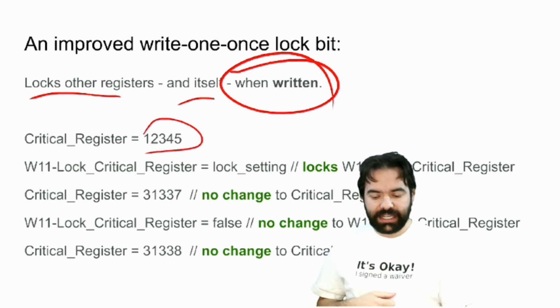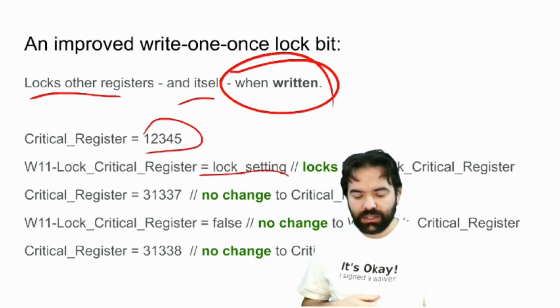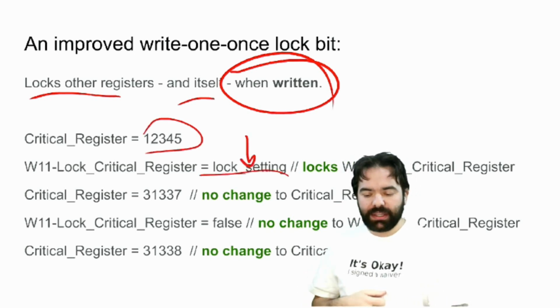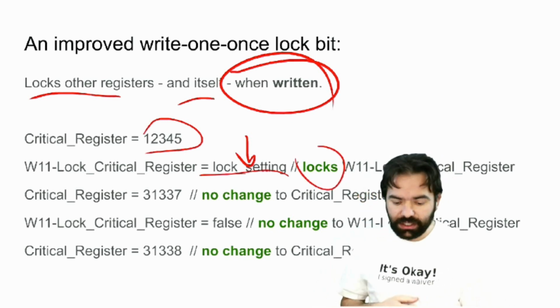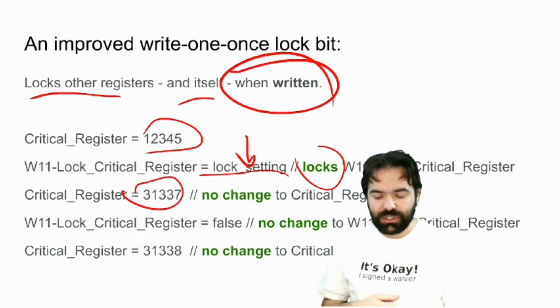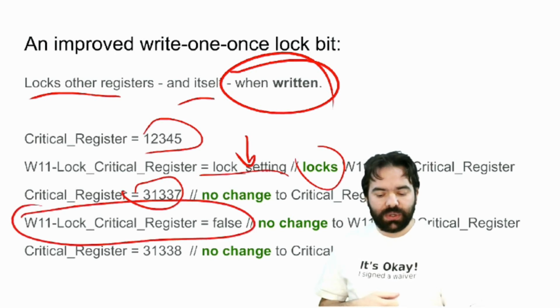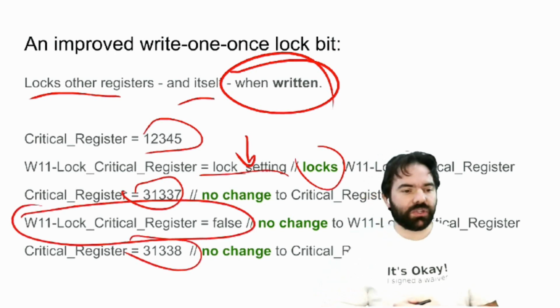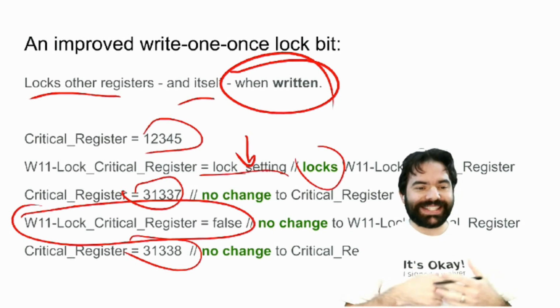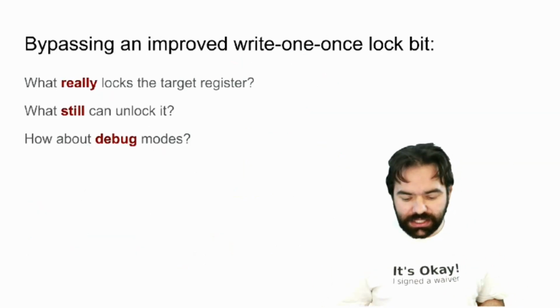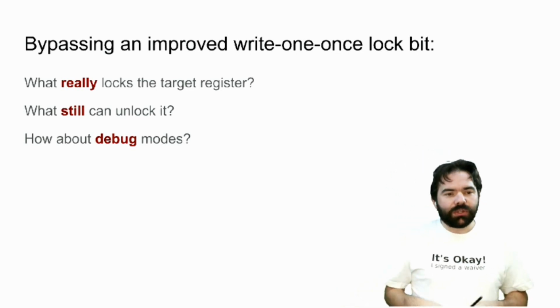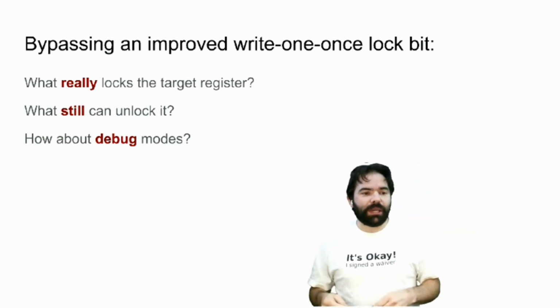So the critical register, we set a value, right? We set our lock setting. It doesn't matter what this value is because it's write-one, set when locked, set when written. And of course, there's no change. We can do as many more writes to it as we want. It doesn't matter. There's going to be no change because once it's been written once, it's set, it's locked. That's it. Doesn't matter the value you write to it. It's locked. So we got this improved write-one-once lock bit.